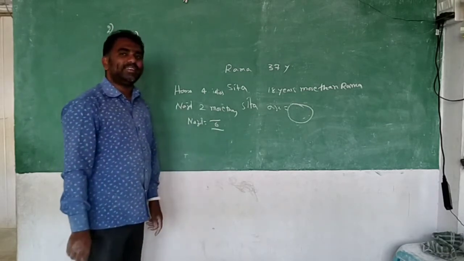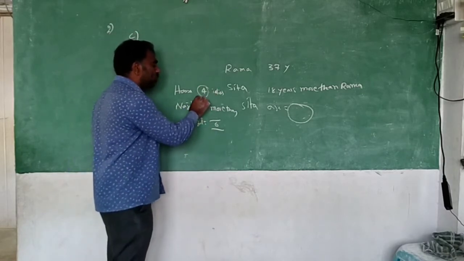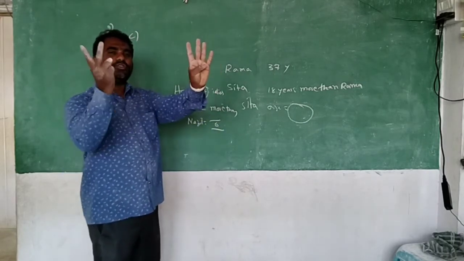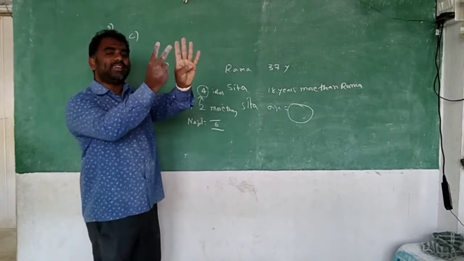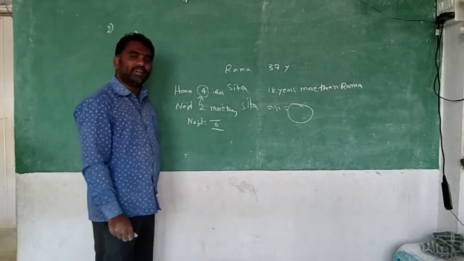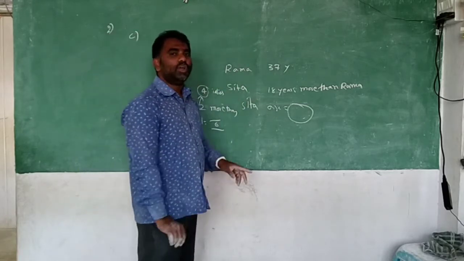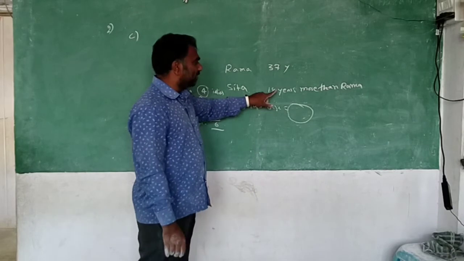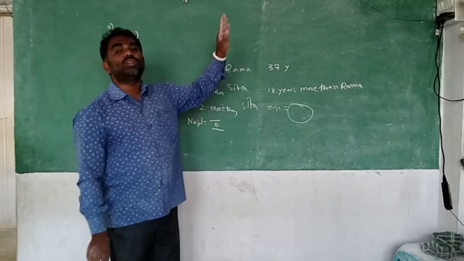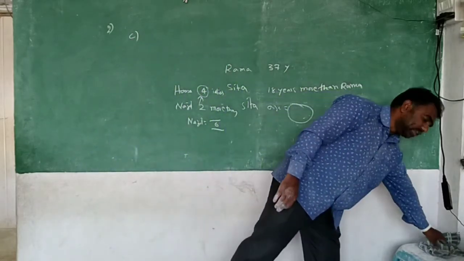How did you get the answer? Harshavardhan ate 4. Nazil ate 2 more than that. 4 idlis, 2 more than that. Now how many idlis? 6. What have you done? You have added and you said the answer. Like this only, here in this problem also, you need to add because it is 18 years more than that. That's why you should add. Then you will get the answer.